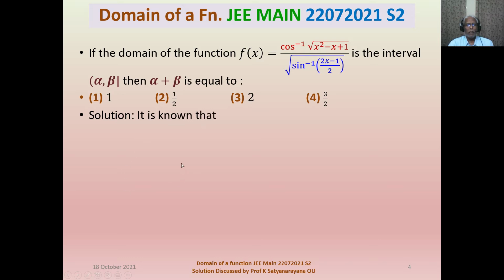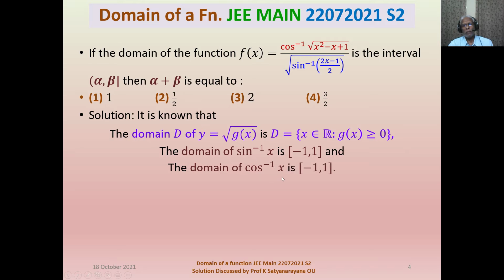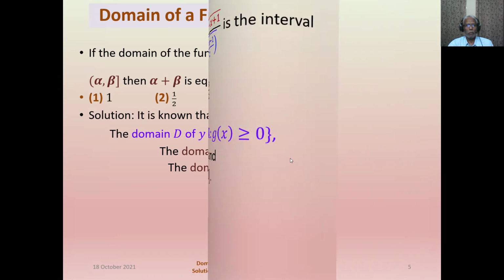It is known that the domain D of y equal to under the square root of g of x is given by D is equal to the set of all x belongs to R such that g of x is greater than or equal to 0. And the domain of sine inverse x is the closed and bounded interval minus 1 to plus 1, and the domain of cos inverse x is also the closed and bounded interval minus 1 to plus 1.